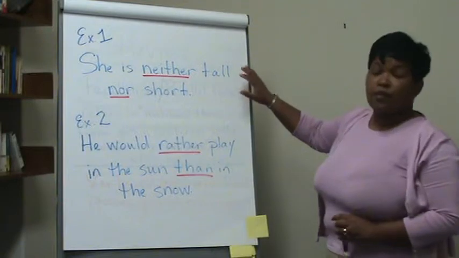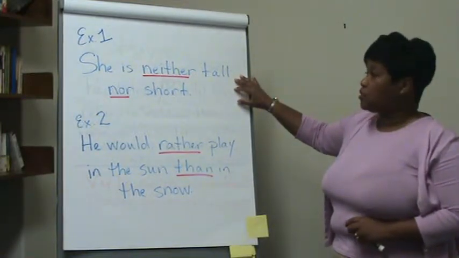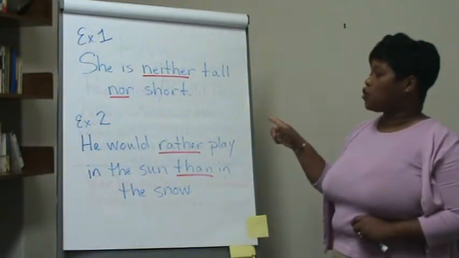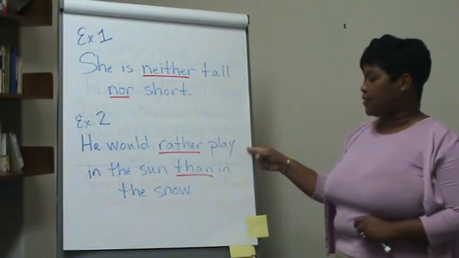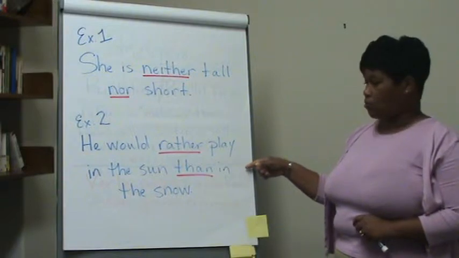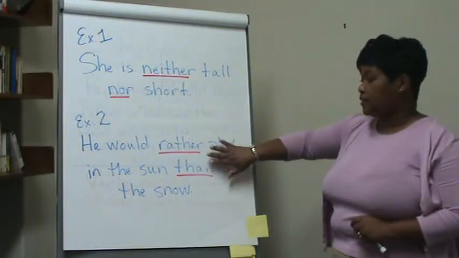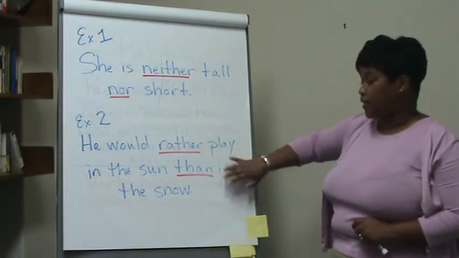So we have a couple of examples using the paired expressions. She is neither tall nor short, matching up neither and nor. He would rather play in the sun than in the snow. Again, recognizing that this is conditional. So this person is making a choice.